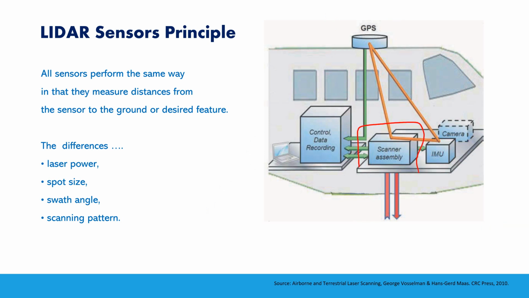So all sensors or laser scanners perform the same way. They measure the distance between the scanner and the ground. Using this very simple relation, so the distance or the range between the scanner and the ground is the speed of light times the time required for each laser pulse to go to the ground and return back to the scanner.